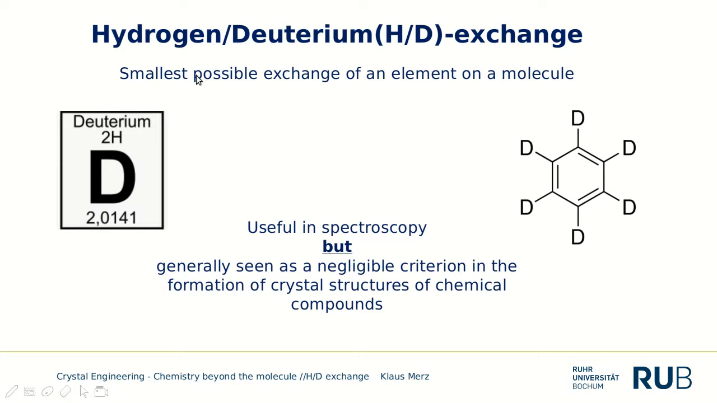First of all, it is the smallest possible exchange of an element on a molecule. So it's an isotope, but with a big difference to all other isotopes. Only deuterium has its own symbol in the periodic table. No other isotope will you find in the periodic table, only deuterium. So you see it has a special character. And you know you can use it in spectroscopy, NMR, IR, and so on.